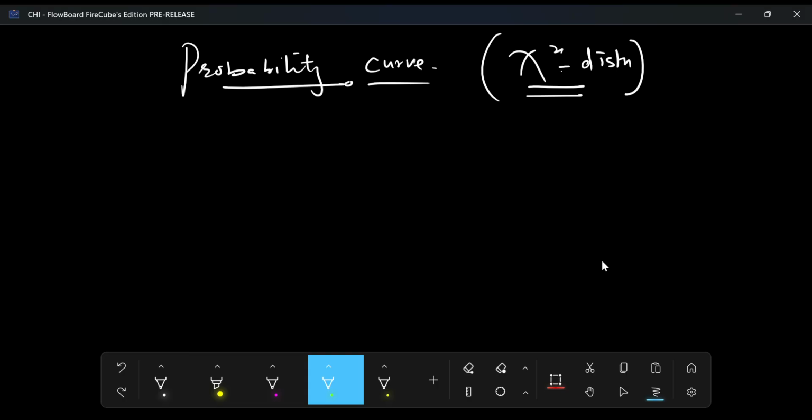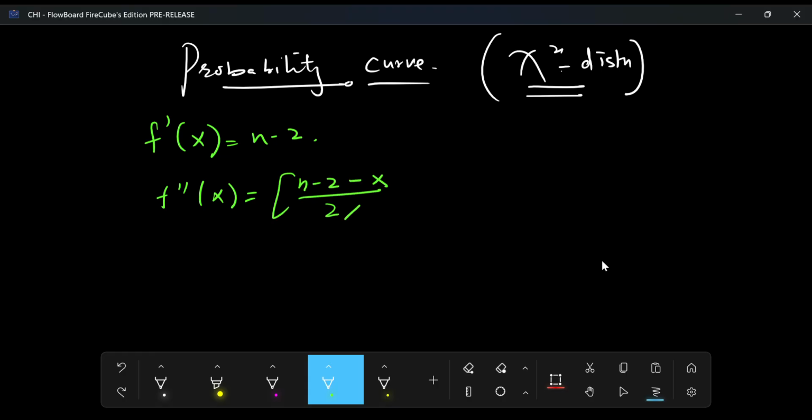As you know, in a probability curve, we simply look at the maxima or minima value, and in accordance with the maxima and minima value, we plot our graphs. Clear? As you know, in the last lecture, we have seen that f dash x is equal to n minus 2. Clear? And this was my mode. And f double dash x, if you have solved that, is equal to n minus 2 minus x divided by 2x.